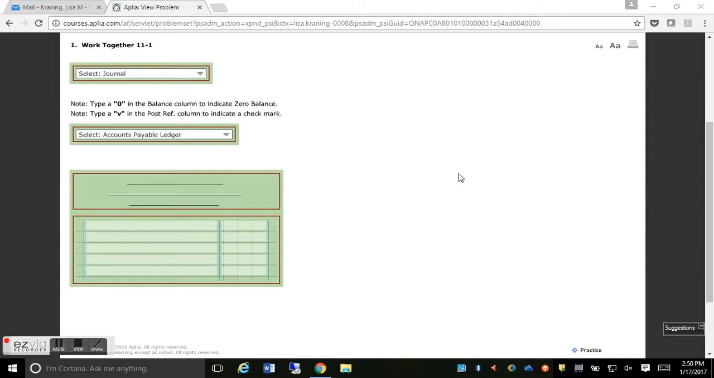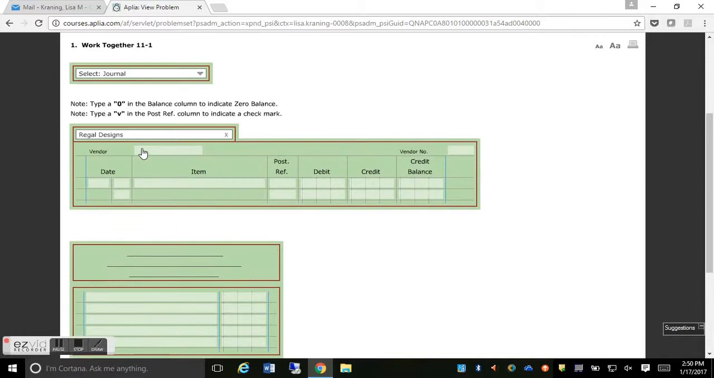Instruction number 1 says, start a new page for accounts payable ledger account for Regal Designs. The account number is 240, and the balance October 1st of the current year is 877. So you're going to go to the accounts payable ledger, Regal Designs. Even though it says Regal Designs up there, that does not mean that this is filled in, so you will put Regal Designs in.